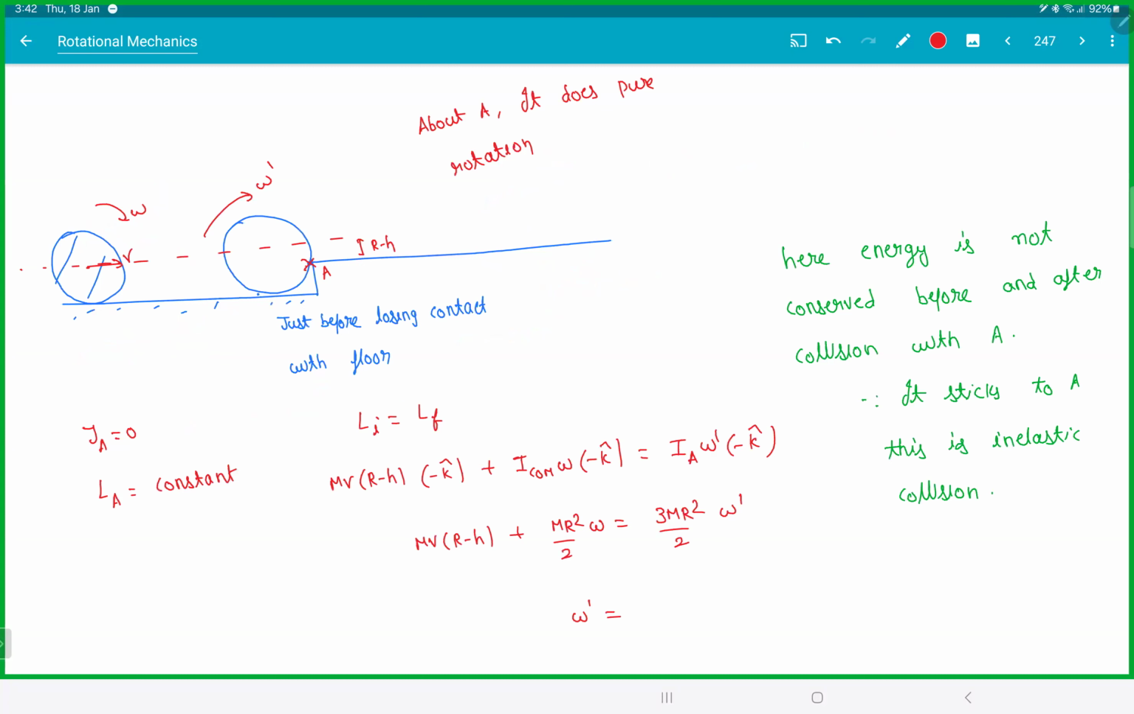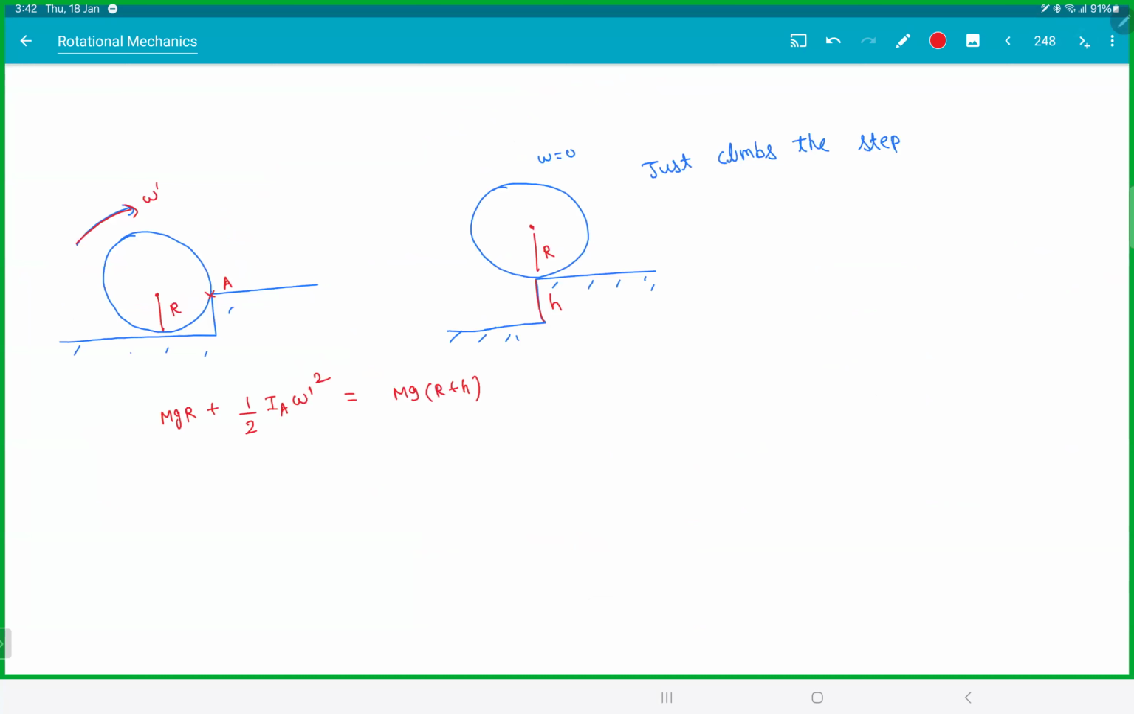How much is this omega dash? Numbers are bad. 2v by 3r square (r minus h) plus omega by 3. You have to take this omega dash and substitute here. And if you solve this, you'll get the answer v from here.